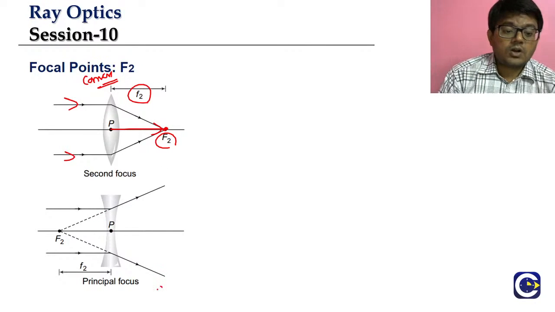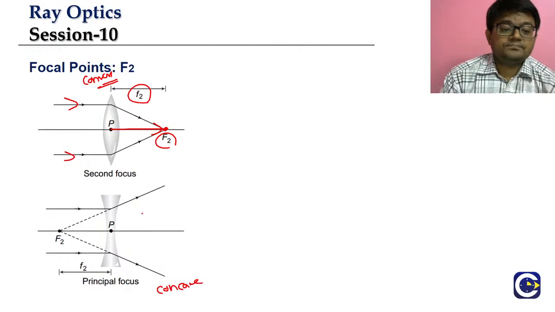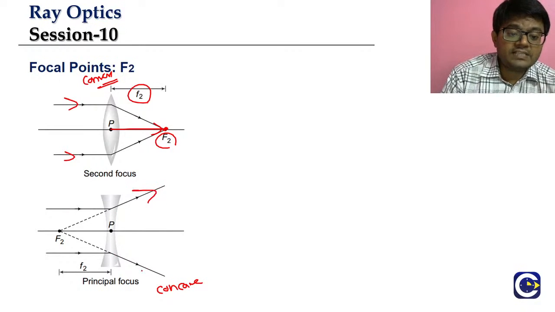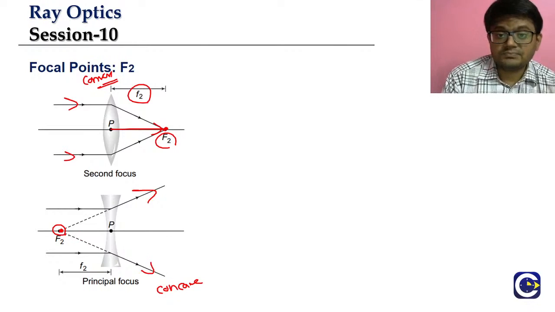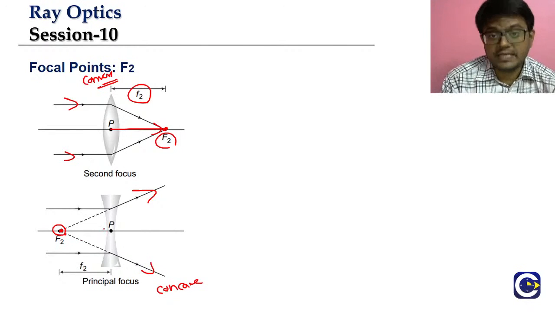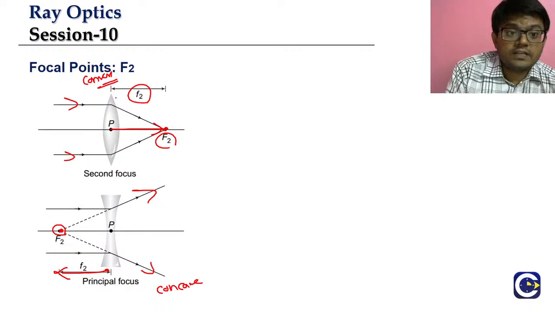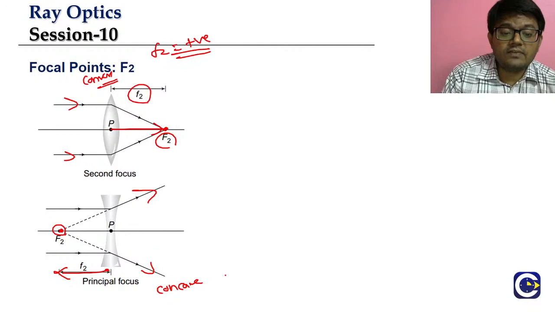For the concave lens, when we pass a parallel beam of rays, after refraction they will diverge, but they will appear to diverge from a point. This point will be called as what? f2, focal point 2 for the concave lens. Now here you can see this distance will measure to the left side, right? So for the convex lens, what is f2? Positive. For the concave lens, f2 is what?